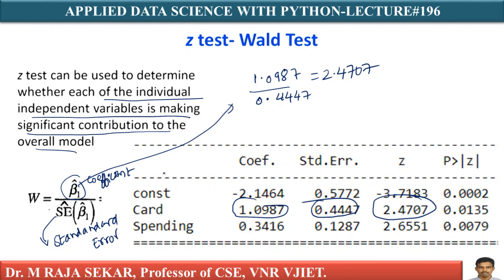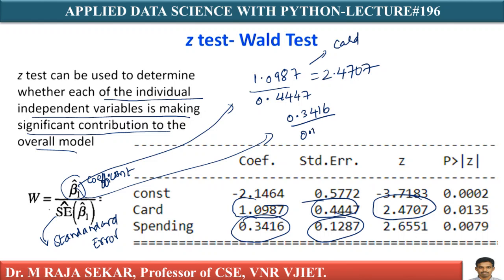In a similar manner, the coefficient for spending. This was for card. Card is one independent variable. Another independent variable is spending, whose coefficient is 0.3416 divided by its corresponding standard error, 0.1287. What will you get? 2.6551, isn't it? This is known as the Z value.